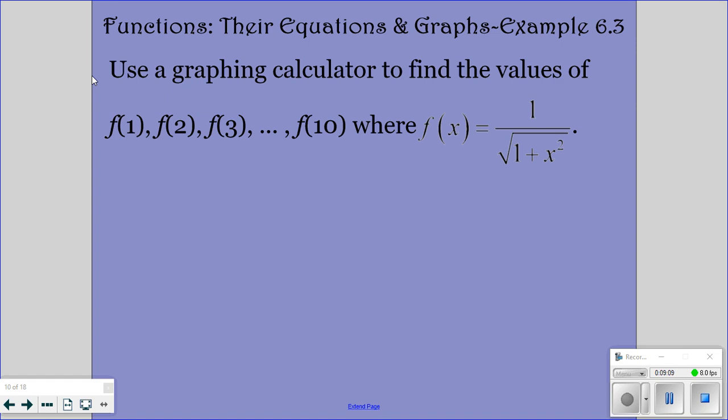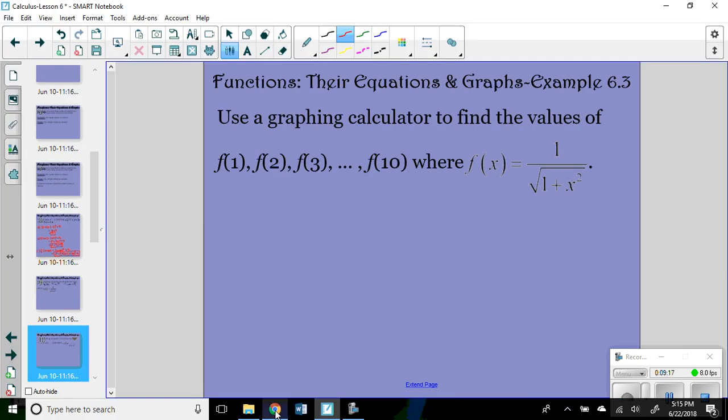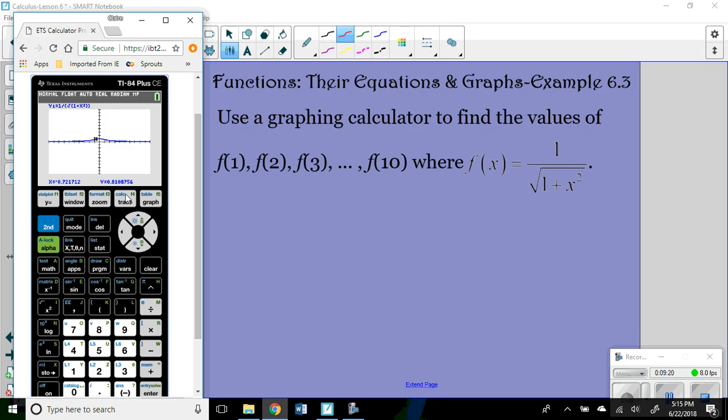Alright, so this one says use the graphing calculator to find the values of f(1), f(2), 3, all the way to 10. And it's the same function. So I'm going to show you what I can do on these. Instead of going over to calculate, do y'all see above graph where it says table right here? It's in blue, so we have to hit second and table, second graph. These are our x values, and these are the y values. So f of 1 gives me 0.7071. f of 2 gives you 0.4472.